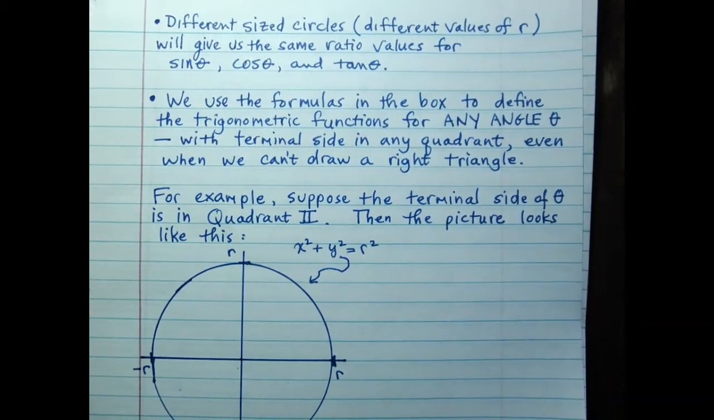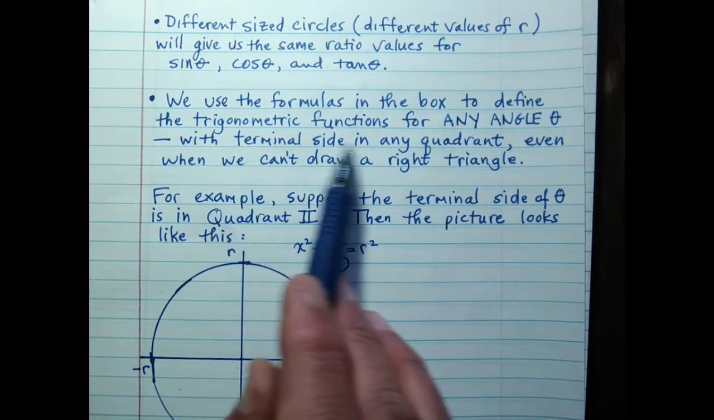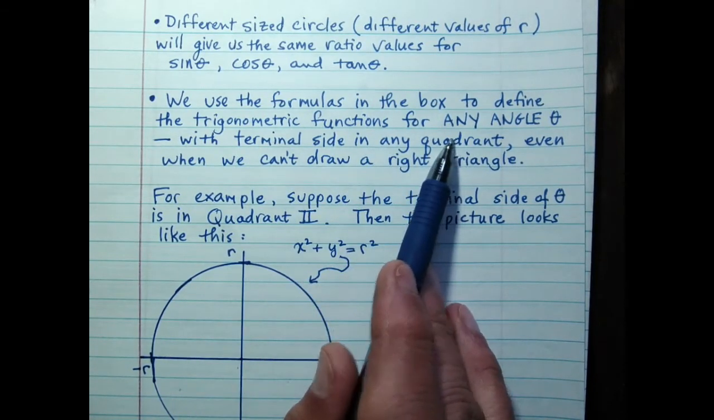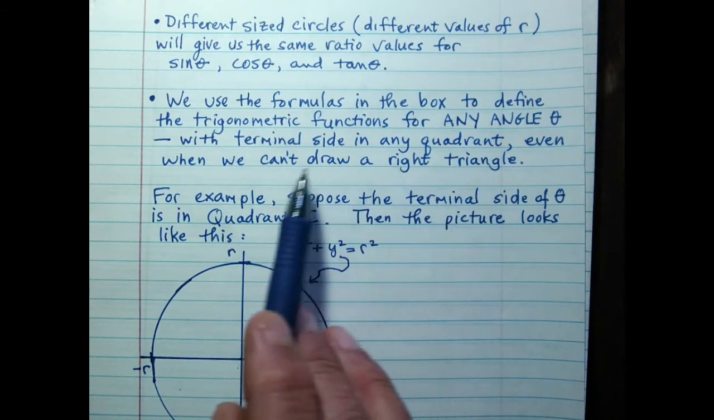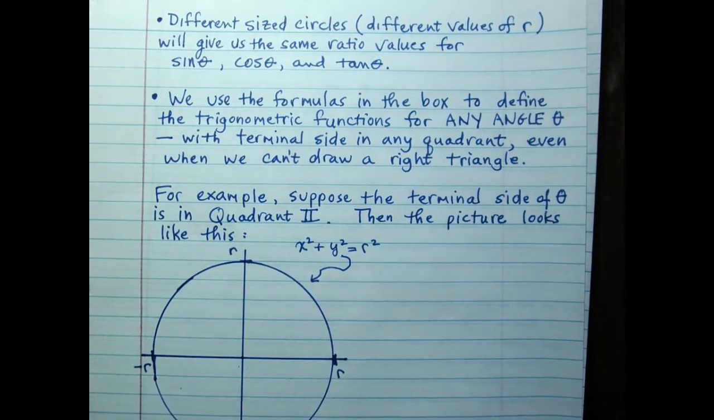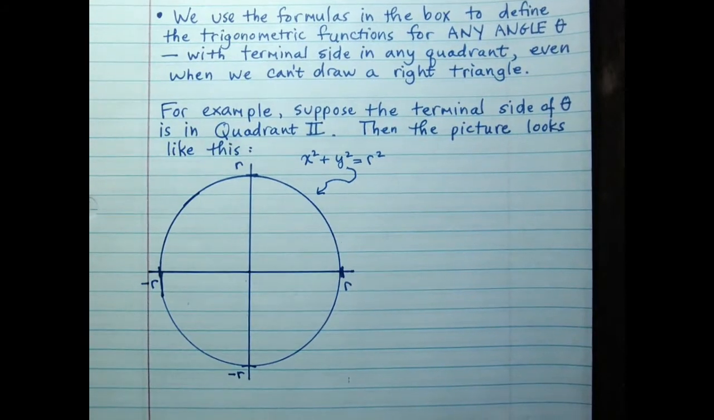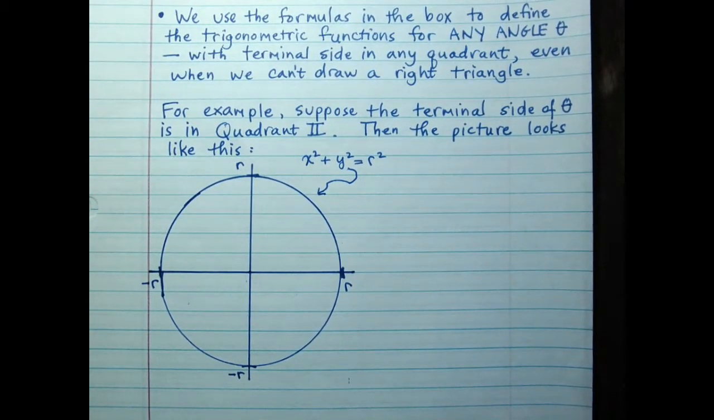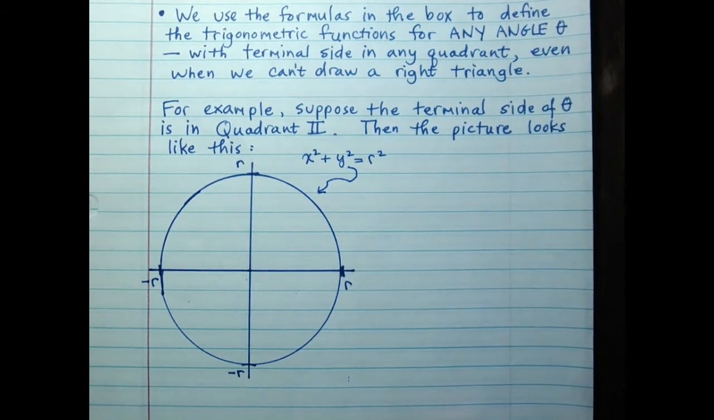Also, we will use the formulas in the box that we just filled in to define the trigonometric functions for any angle with the terminal side in any quadrant, even when we cannot draw a right triangle. So this is really what's new here. We're extending trigonometry beyond right triangles to any angle at all. Any angle, positive, negative. Angles can be greater than 360 or anything at all.